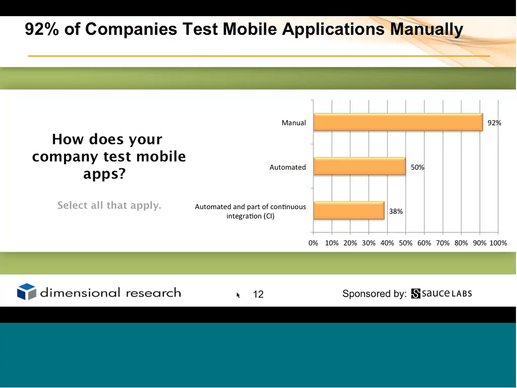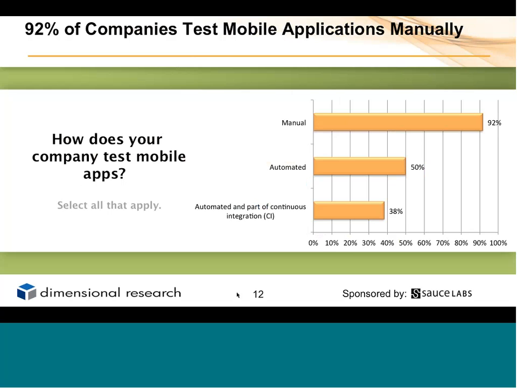In this particular question, we asked, how does your company test mobile apps? And it's important to understand that we allowed people to select more than one answer here. But what is stark is that 92% say that their process involves manual testing. You could look at the other one and say only 8% of the market is able to automate their tests. And I think this is a good news, bad news.